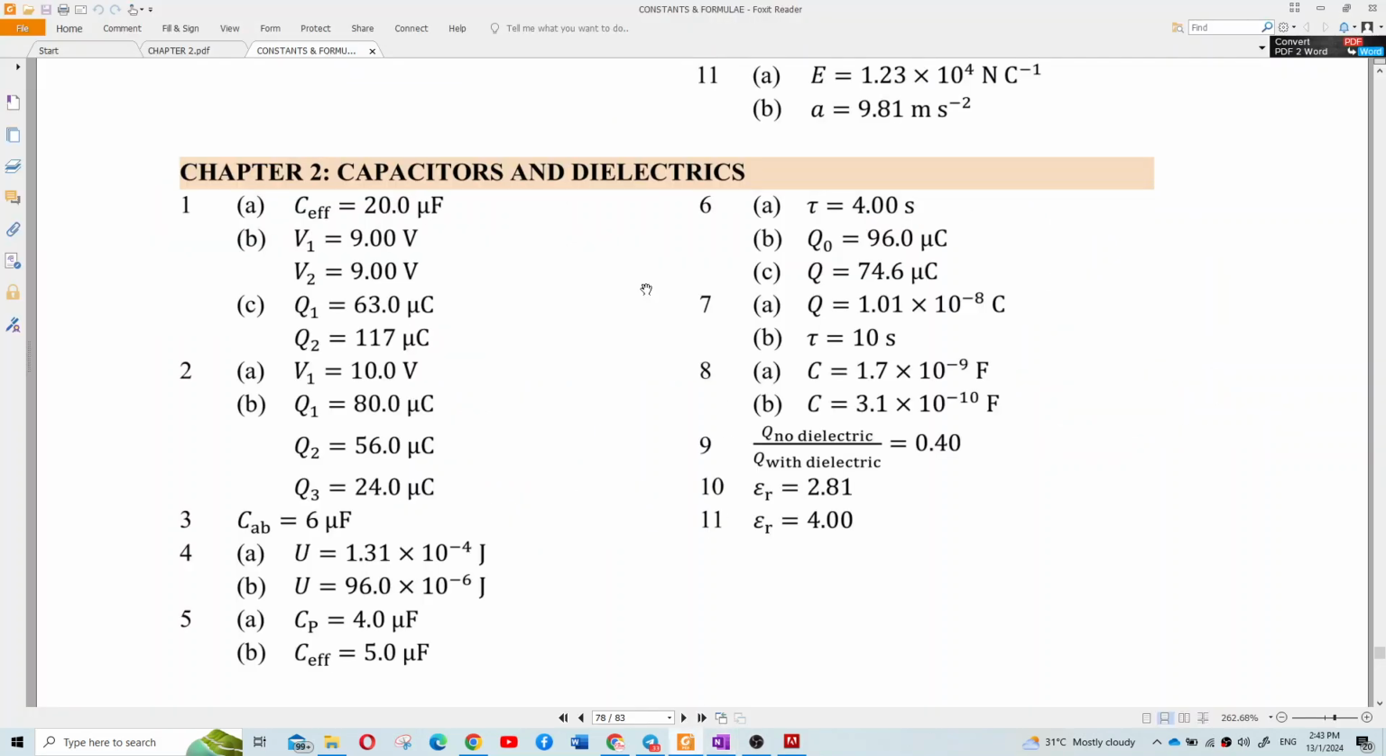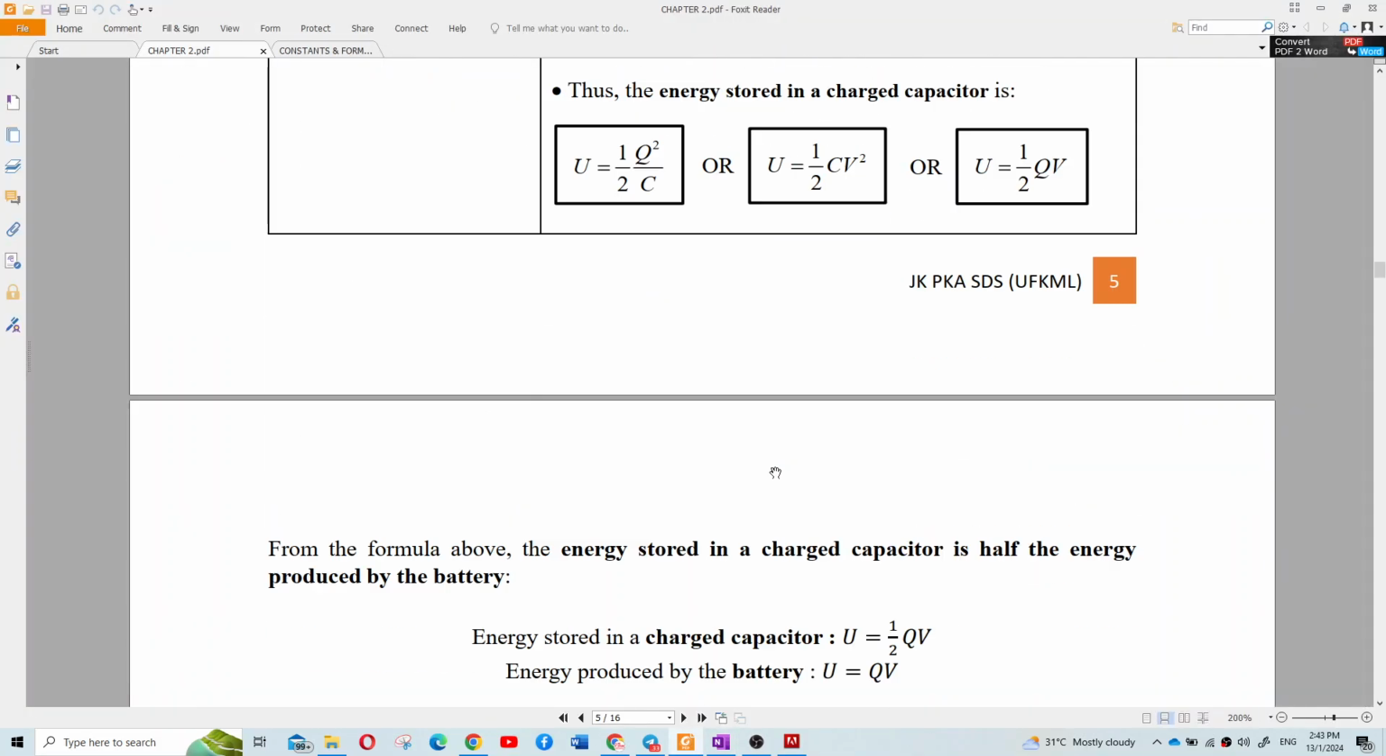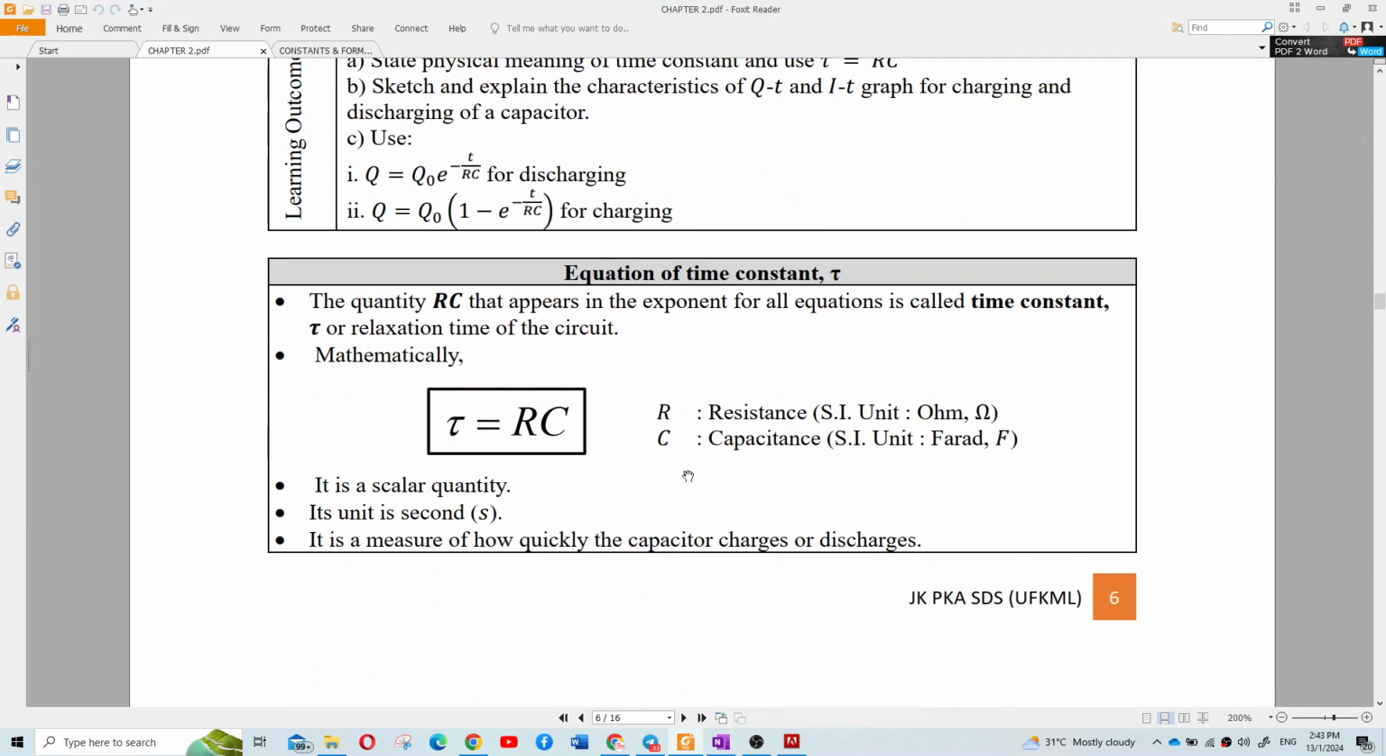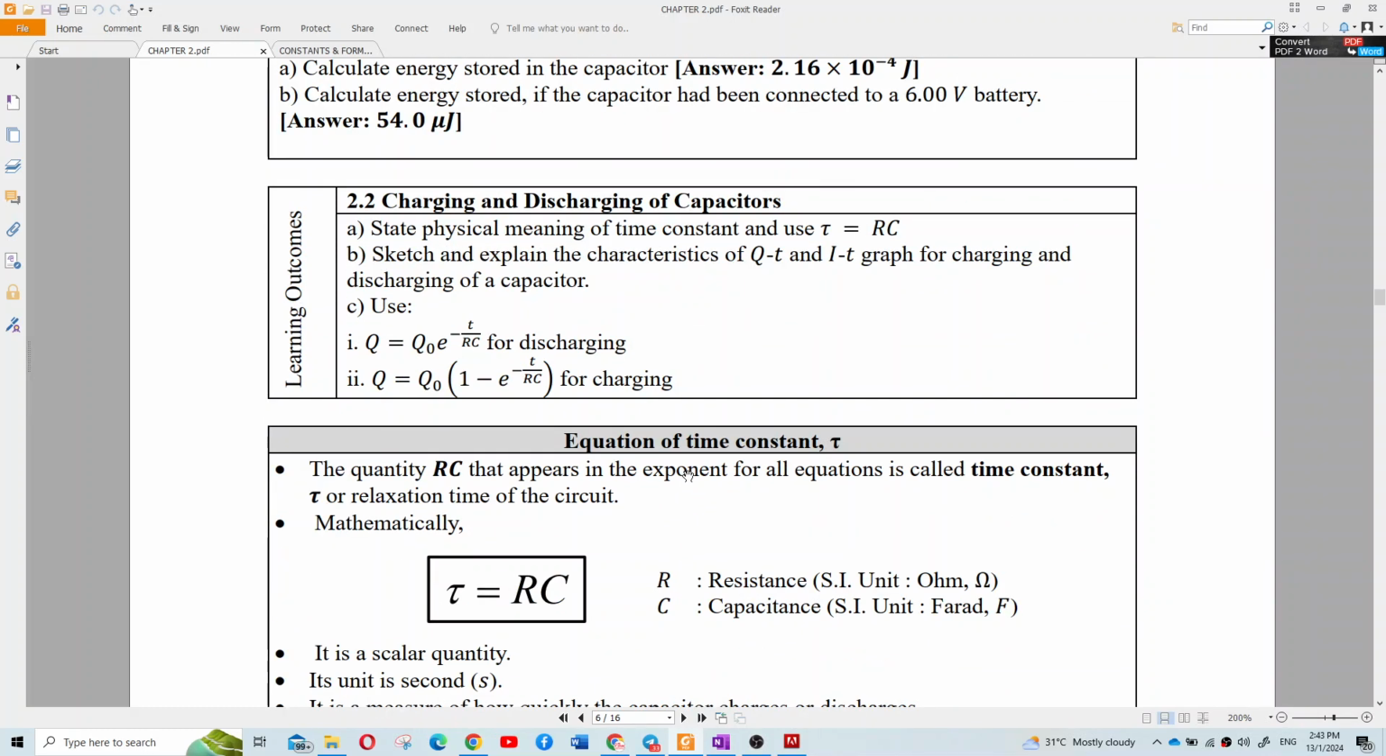Okay, so next. Charging and discharging capacitor.